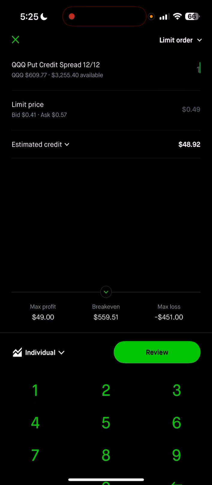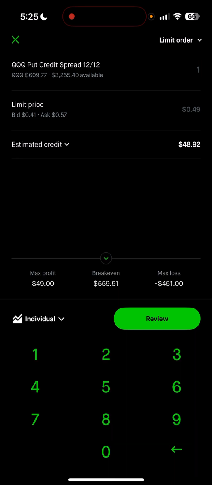Okay, I continue. You can put it in for a one lot. You can put it in for multiple, if needed. You can see here it's defaulting to a mid price of 49. We typically like to get 50 for QQQ. If you want to change it to 50, you would just go to the price, type in 50. And you can see on the screen here, the max profit is 50. The max loss is minus 450. And then the break even is at 559 and 50 cents.